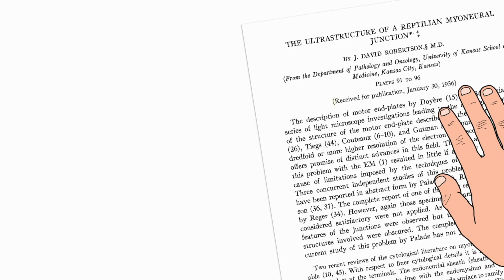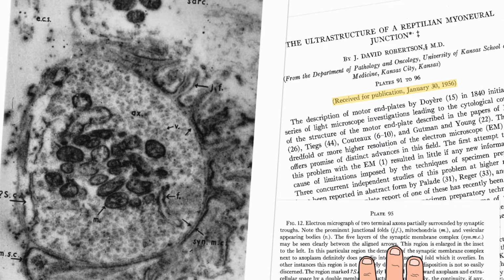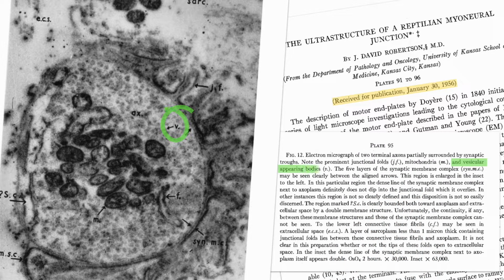In the mid-1950s, electron micrographs of the presynaptic terminal revealed that presynaptic terminals were filled with what they called vesicular-appearing bodies. With these images, Katz put forward the hypothesis that these small vesicles are the quanta that, upon release, cause the miniature end plate potentials. Subsequent studies have then shown that vesicles indeed contain neurotransmitters such as acetylcholine.